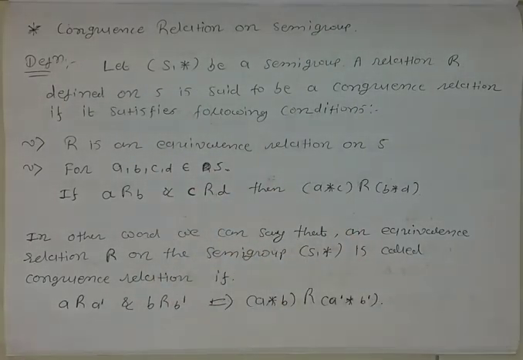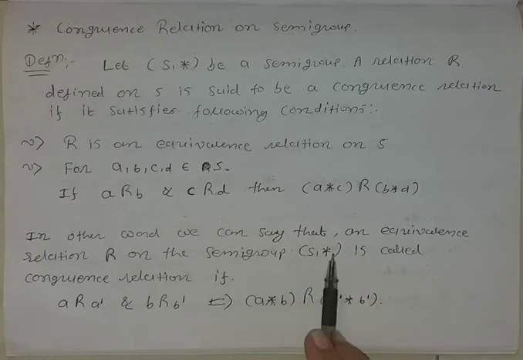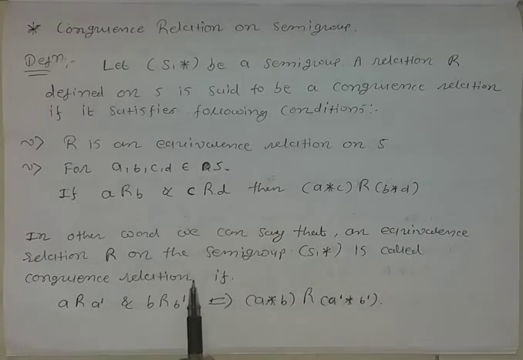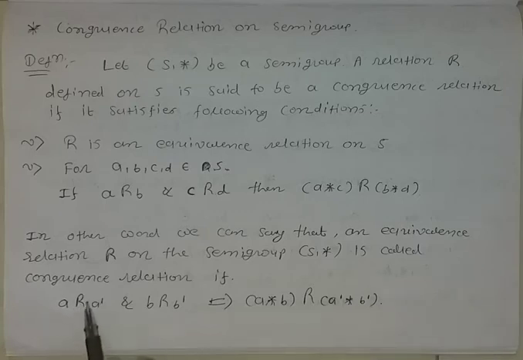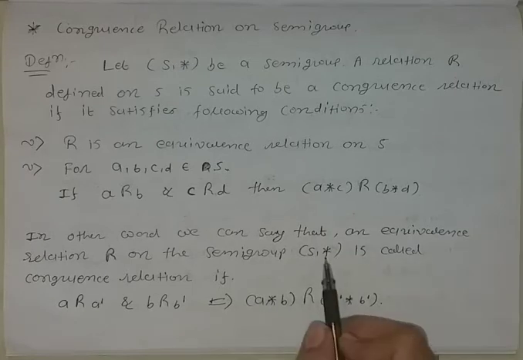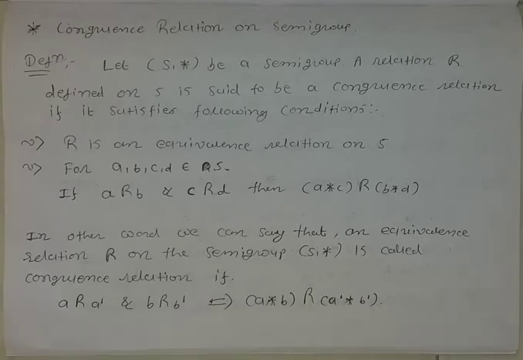Okay. In other words, we can say that an equivalence relation R on semigroup (S, *) is called a congruence relation if a is related with a' and b is related with b', then a * b is related with a' * b'. Here we have considered a binary operation for our semigroup. Okay, I have changed the notation here, but it's okay. This is just a matter of notation. You can use any notation. Okay.